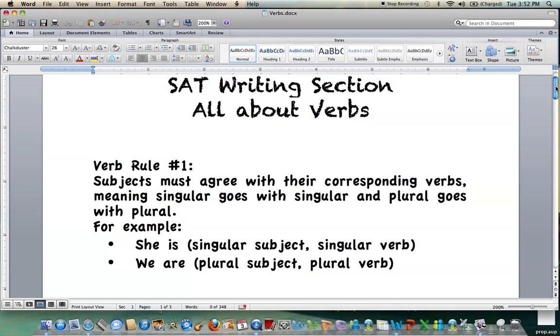So first thing, it's obvious, but believe it or not, there are lots of mistakes, and this is a highly tested concept on the SAT exam. Subjects have to agree with their corresponding verbs, meaning if you have a singular subject, pair it with a singular verb, and if you have a plural subject, pair it with a plural verb.